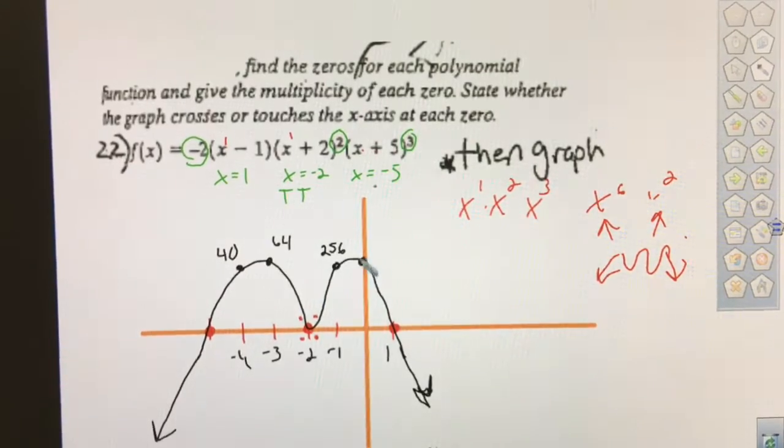At 0, it says it's at 1,000. Again, not the scale. And then over here at 2, it says that value is -10,976. Once again, not the scale. I don't think we really need it.